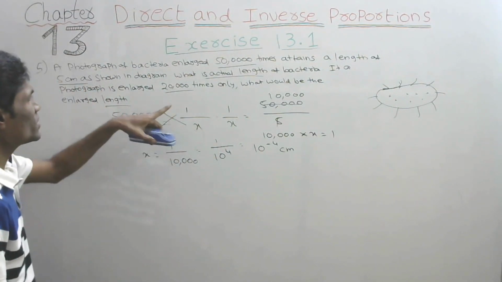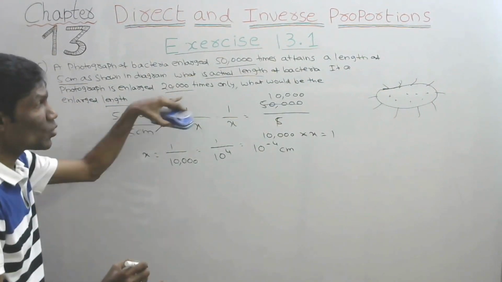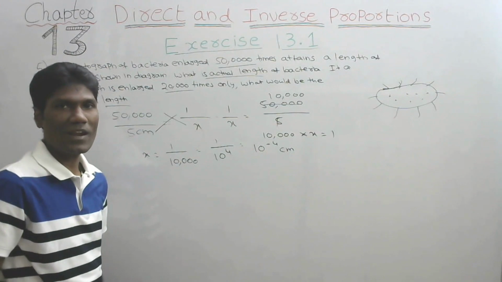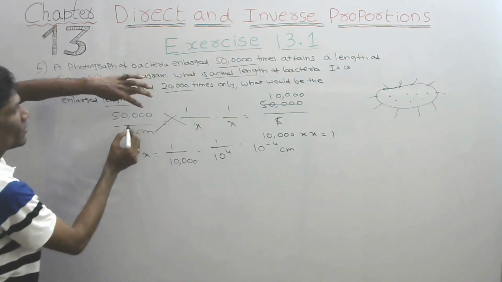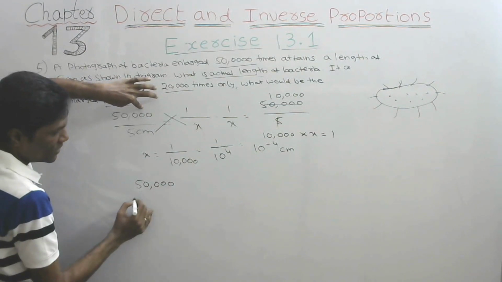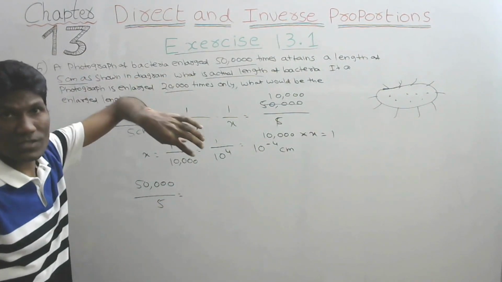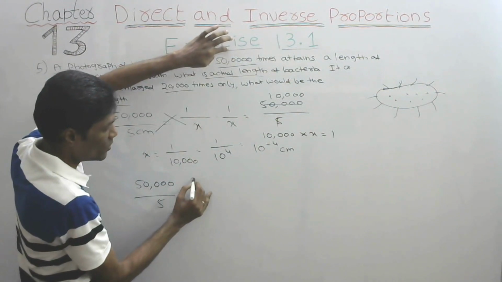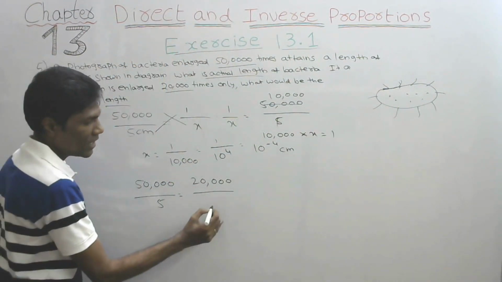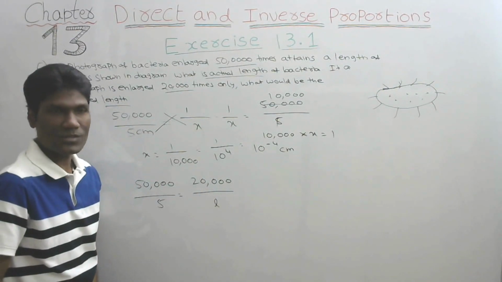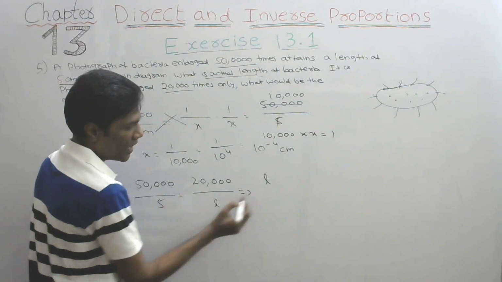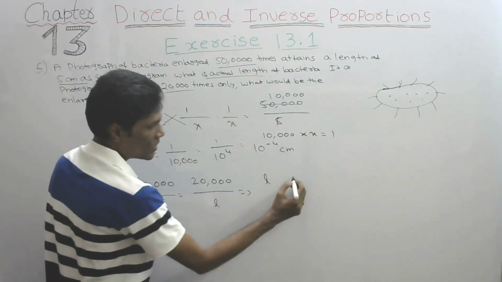Second one, what he says is, if it is enlarged 20,000 times, then what will be the length? See, 50,000 by 5 centimeters, this ratio is equal to now 20,000 times. Then what will be the length L? This is the question. So we will take this L to this side, so L will be here. This 20,000 will be here only.